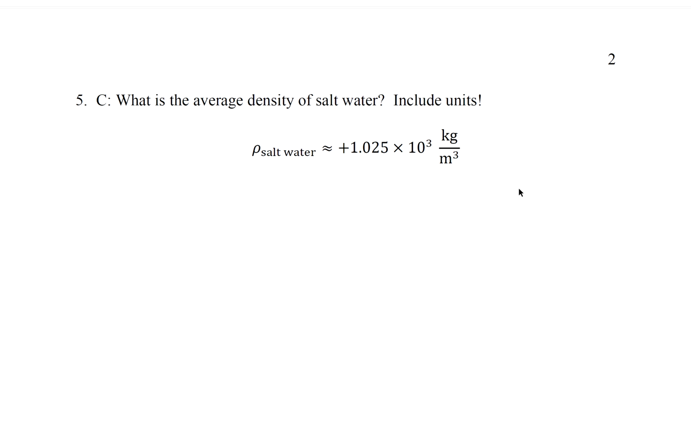Question 5. What is the average density of salt water? Include units. So the average density of salt water is a little bit more than that of pure water. It's about 2.5% more density of salt water than pure water.